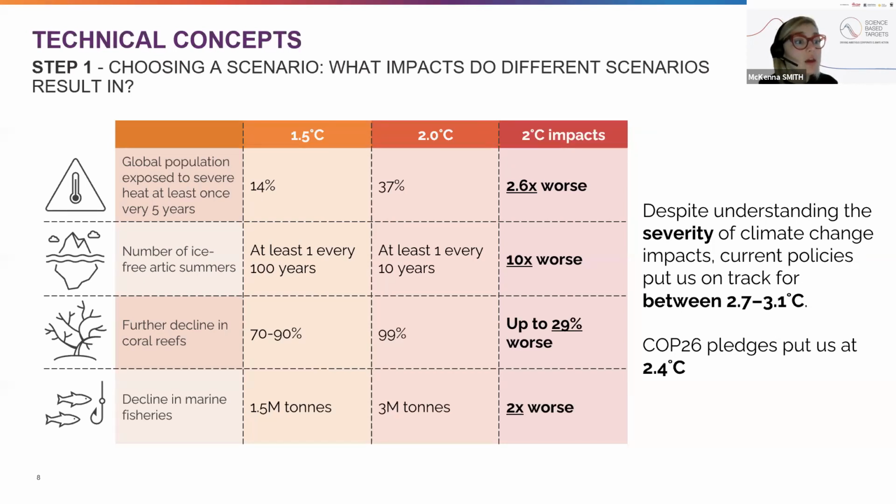So despite understanding the severity of these climate change impacts, the current policies, and this is especially poignant after the COP26 that we were just watching, the current policies put us on track for 2.7 to 3.1C warming, and the pledges at COP26, before they all went in to do the different negotiations, only put us at 2.4C warming. So you can understand why it's more important than ever for companies to set 1.5C targets in order to further drive this ambitious reduction of emissions.